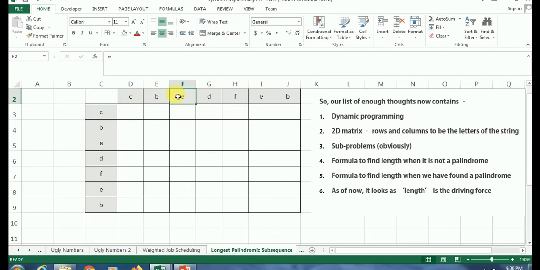So here we are at our framework. As you can see, we'll fill this entire matrix just to get the length of the longest palindromic subsequence, and using the values filled in this matrix, we are going to determine what that palindrome is going to be. All right, now here is the list which we created in our earlier video where we worked on developing the intuition. And in that list, while writing the last point, I told you that we are going to check if length is the driving force.